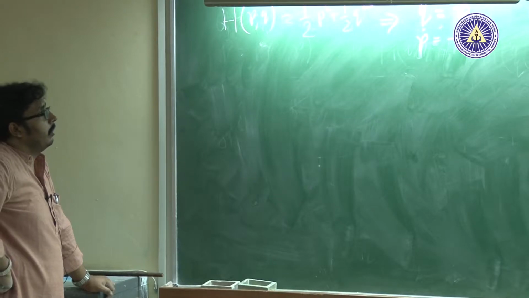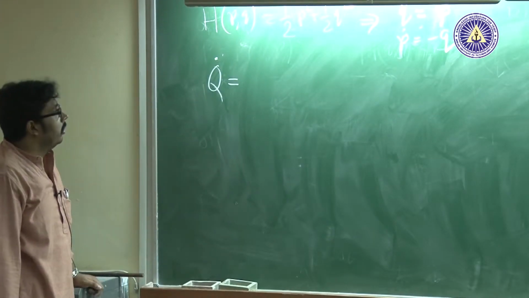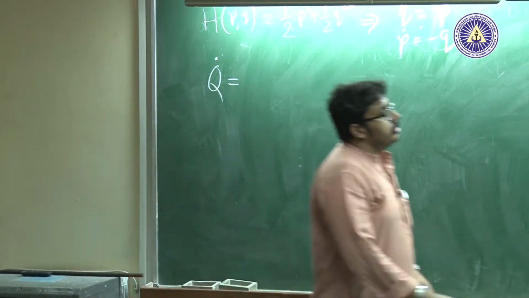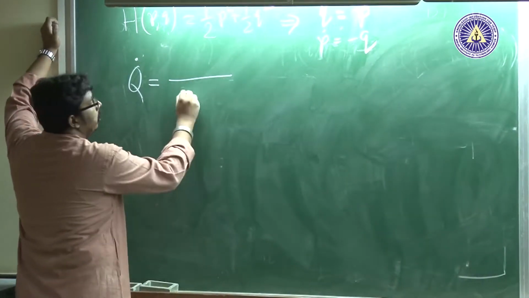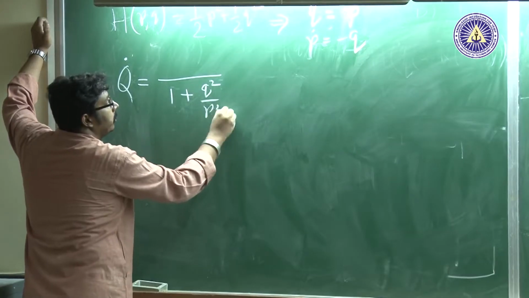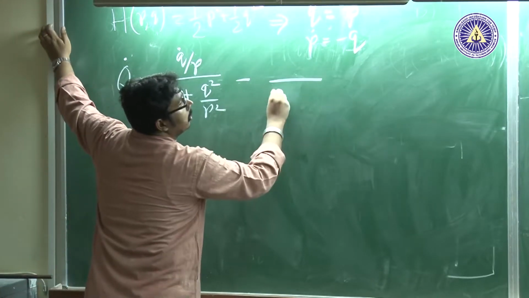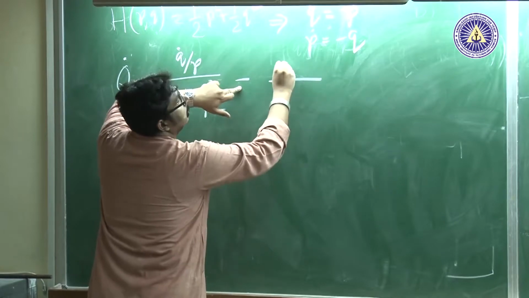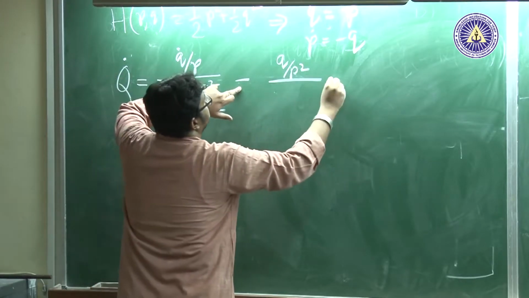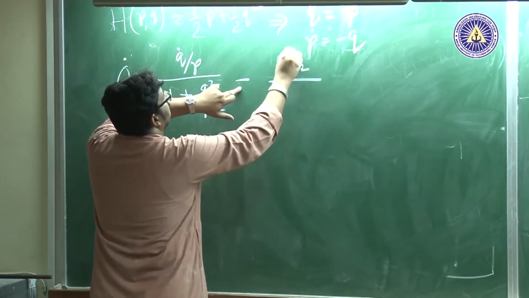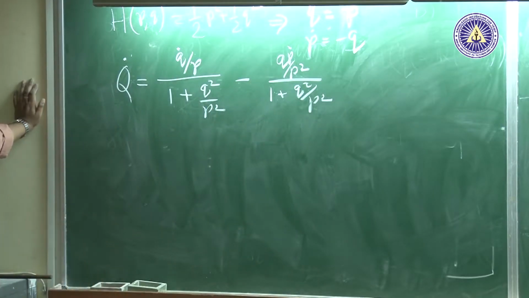Okay, that's what you have. Keep that in mind. Now let's find out Q dot. Q dot is nothing but the time derivative of this. So that now is going to be 1 plus q square by p square, q dot by p, minus, because I will have 1 over p square, so you have q by p square times p dot. Let's put p dot here, and this will be 1 plus q square by p square. Is that right?